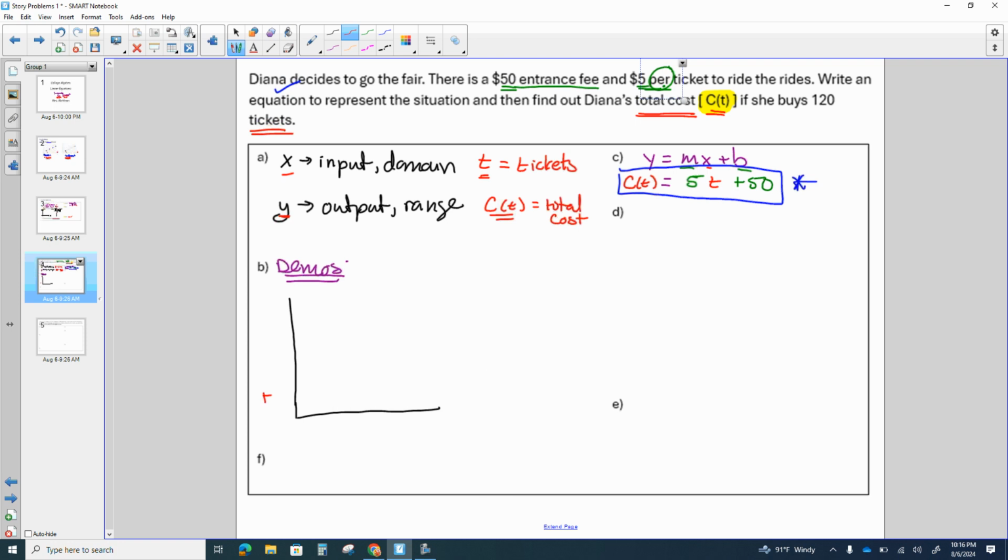This is going to be total cost. That's what the Y represents. Sorry, I have to write sideways. It's kind of hard. So that's our C of T. This is our T, and this represents how many tickets I can buy. So those are the things we should do before we get to Desmos.